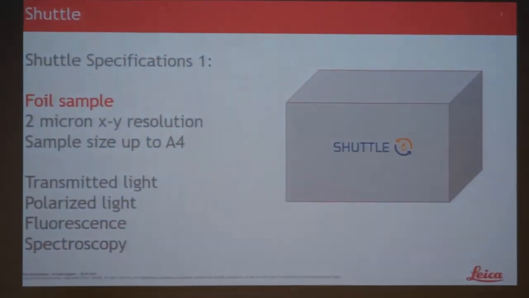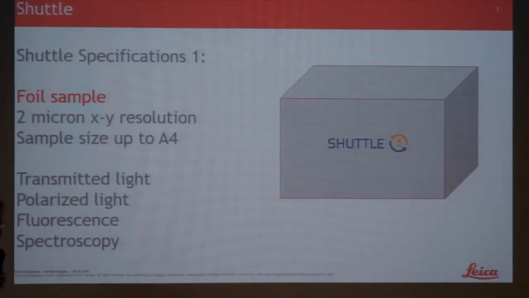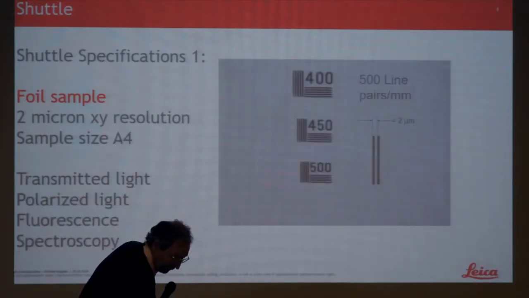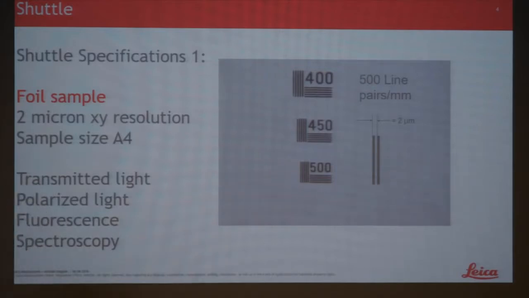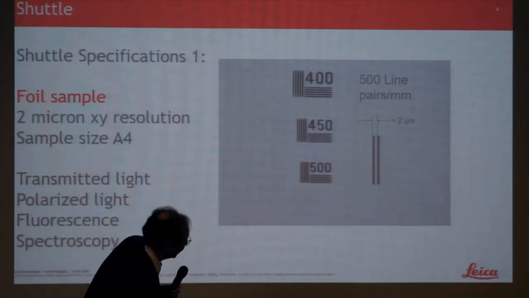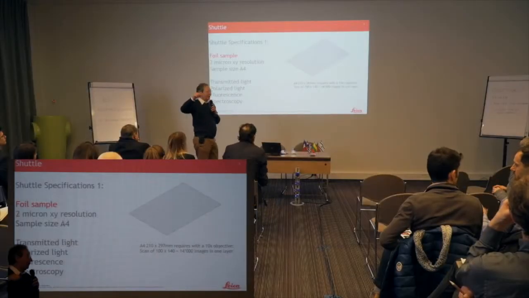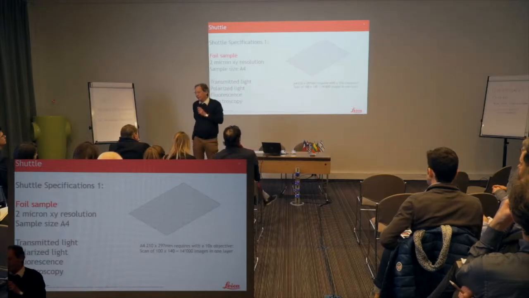Then we should have transmitted light, eventually with polarization, fluorescence and spectroscopy, and that gives me a little bit of a headache. So, talking of our 2 micron lateral resolution has some relatively big implications. I've been looking up some data from one of our objectives that does the 500 line pairs, which is actually the 2 micron resolution that is requested. If we do that and then calculate from what the camera sees, to scan an A4 tape in one layer would require, with a big thumb calculation, 14,000 single images.